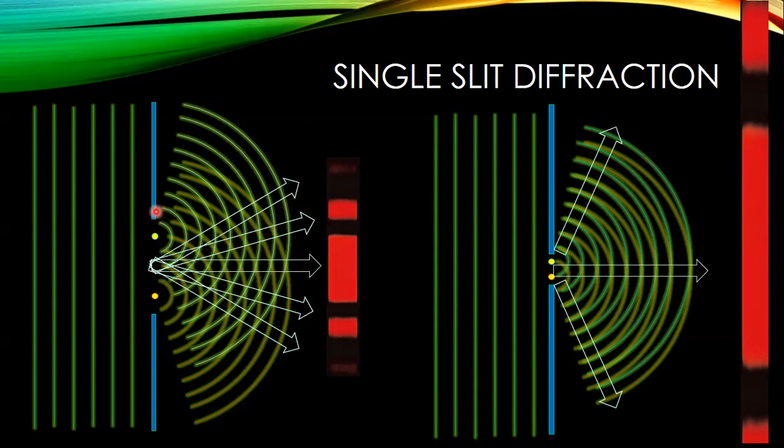In fact, if I took this opening to infinity, where it was an infinitely wide opening, we would only have a bright central peak, and that would basically be a plane wave which would have propagated from left to right without any obstruction.